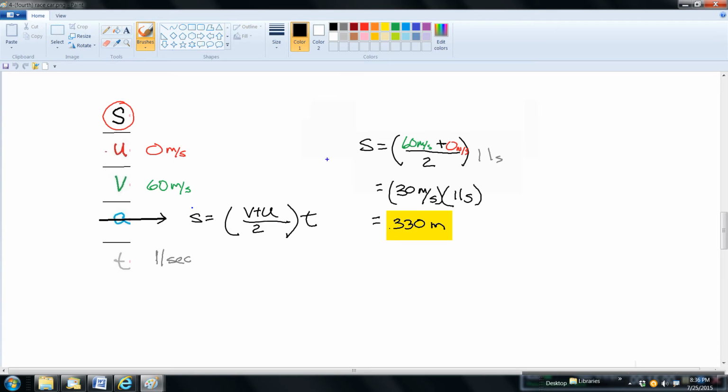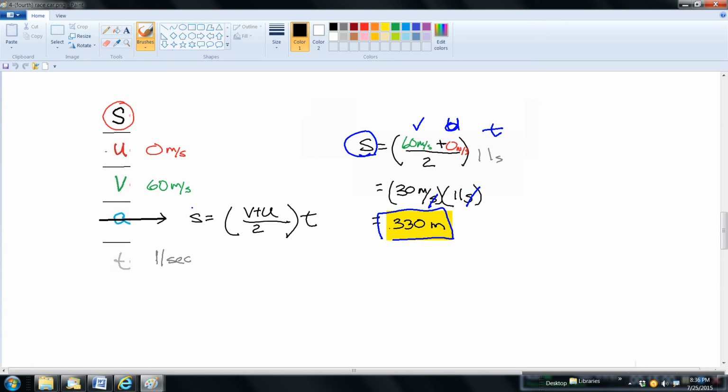We don't have to even move anything around algebraically. So S is equal to final plus initial U and times time. And we put our units in, and we got 30 meters per second times 11 seconds. So seconds cancel, and we're left with 30 times 11, or 330 meters.